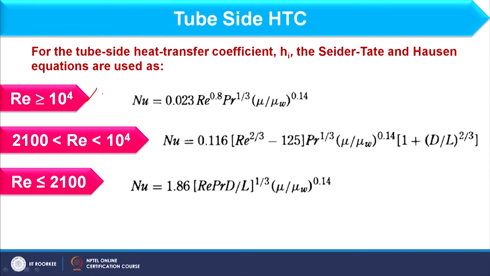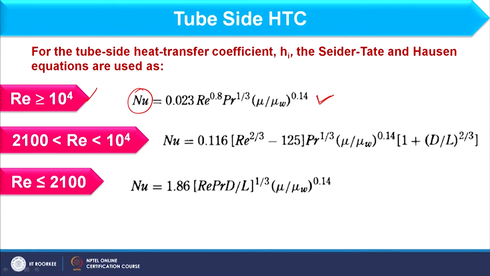If the Reynolds number exceeds 10^4, or 10,000, you can use this equation to calculate the heat transfer coefficient on the tube side. Here the Nusselt number is basically hD/k, so that should be h_i d_i/k, and the thermal conductivity of the fluid you have already collected in the physical property collection step.